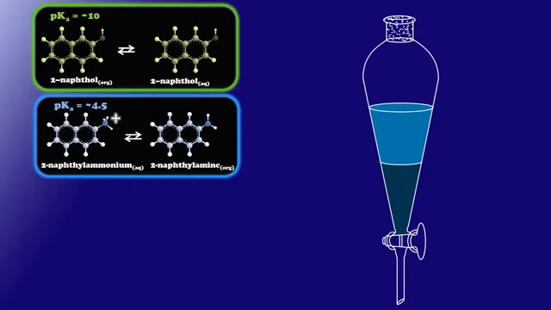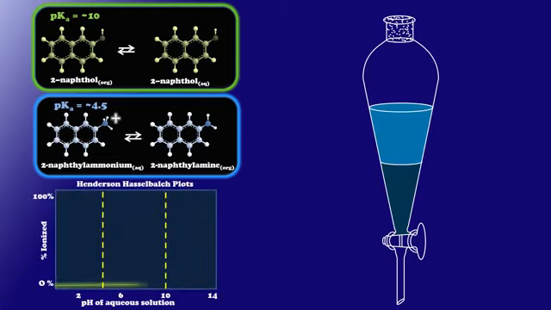Now let's take a look at what happens when we're dealing with acids and bases. Remember that naphthylammonium and naphthylamine are a bit different because in this case we have the charged species in the lower pH region of our plot. So the Henderson-Hasselbalch plots for these two compounds look something like this. So you can see what's going on here.